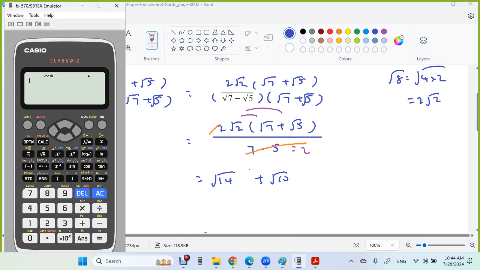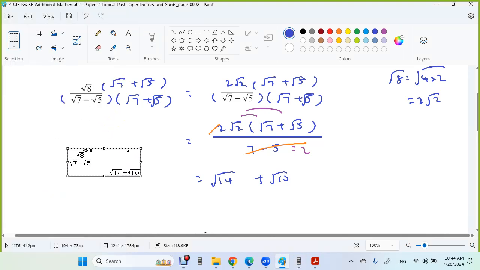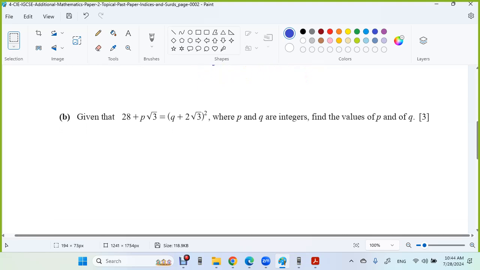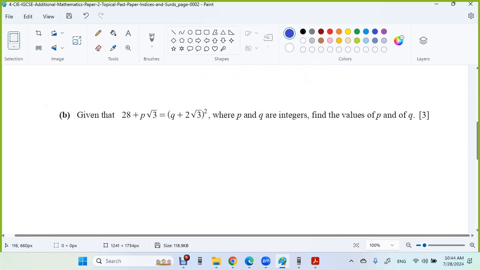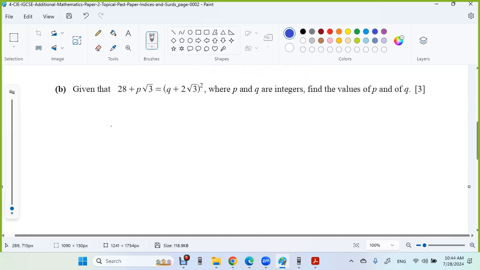So we can check the answer using the calculator. Square root 8 divided by the square root 7 minus square root 5. So that's why they say that you cannot use calculator, because calculator will give you the answer without any calculation. So for this one, we want to compare these two.